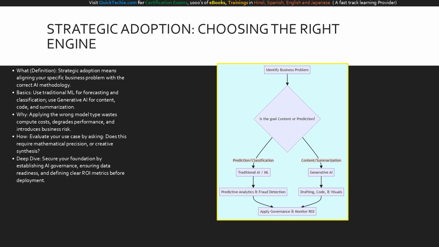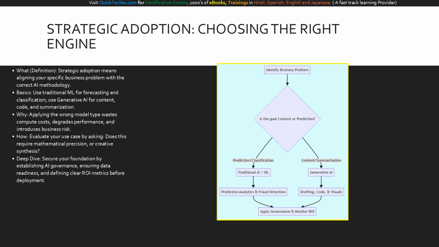Why is this distinction so critical? Because applying a generative model to a strict mathematical forecasting problem can lead to hallucinations, wasted compute costs, and severe business risk. How do you choose? Always ask your team, does this use case require mathematical precision, or does it require creative synthesis and language understanding?